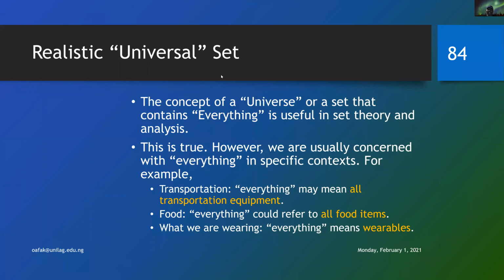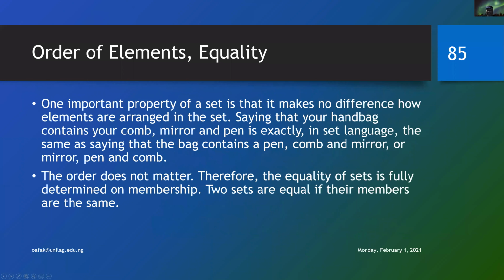The order of elements, equality. One important property of a set is that it makes no difference how the elements are arranged in the set. Saying that your handbag contains your comb, mirror, and pen is exactly, in set language, the same thing as saying the bag contains a pen, a comb, and a mirror.